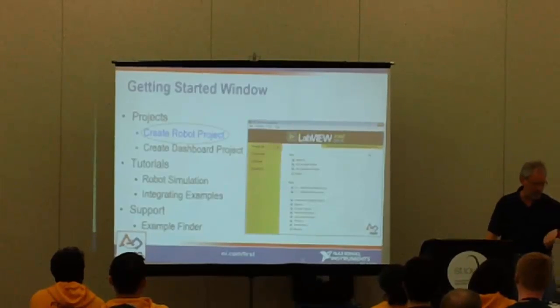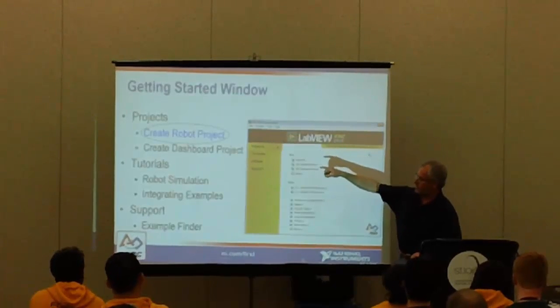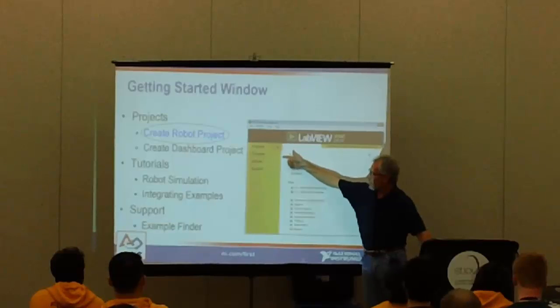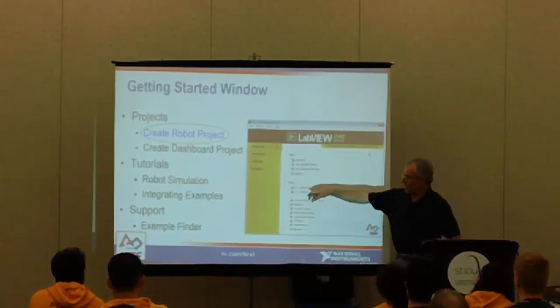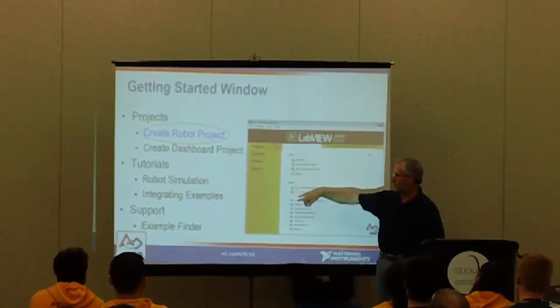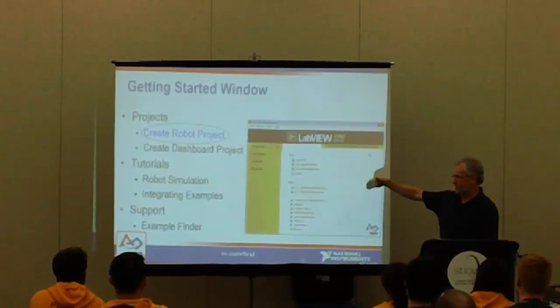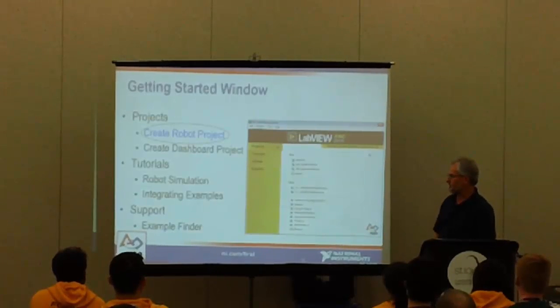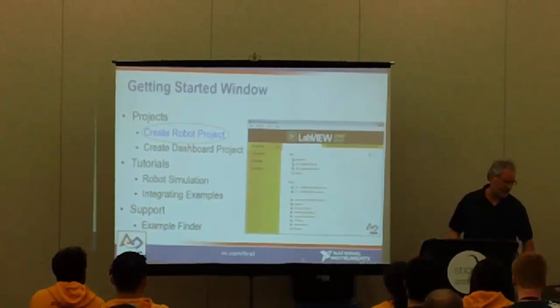So I mentioned the getting started window, and we'll take a look at this. But these are kind of the areas we want to really talk about. And there's tabs that correspond to these. So there's a project, that's where you create your robot project and your dashboard project. There's tutorials. I mention this because what we're going to go through here, you can actually find on this tutorials tab. They're built in when you install the FRC package. So we're going to talk about simulation and integrating examples. You can find that in the tutorials. And then support, we'll also talk about the example finder where you can find these examples that we want to use and integrate into our robot code.